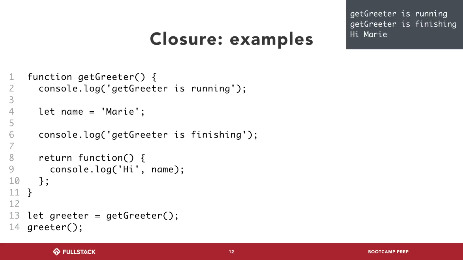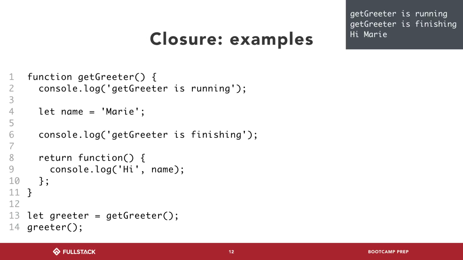And so when it looks up name, it's actually looking up in its own scope first, which doesn't exist, right? There's nothing in this function called name. So then it goes to this parent scope. Who's its parent? Its parent is getGreeter. Is there a variable called name? Yes, there is. It's called Marie. And so now on line 14, even though we're technically outside of the getGreeter scope, we're still able to use that function to access variables inside of the getGreeter scope.